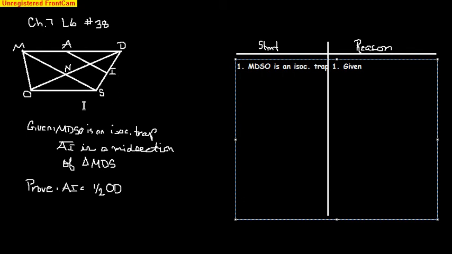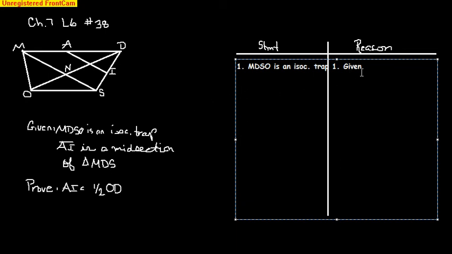We have this crazy diagram here, and we're given that MDSO is an isosceles trapezoid. If you remember from a previous lesson, that means the sides are equal. The legs. These are the legs. The parallel ones are the bases. We're also given that AI is a midsection of triangle MDF. So our goal is to prove that this MI, this midsection, is half as long as this diagonal.